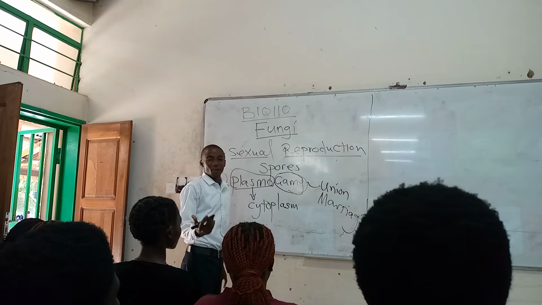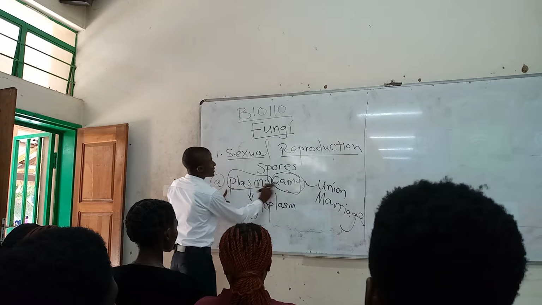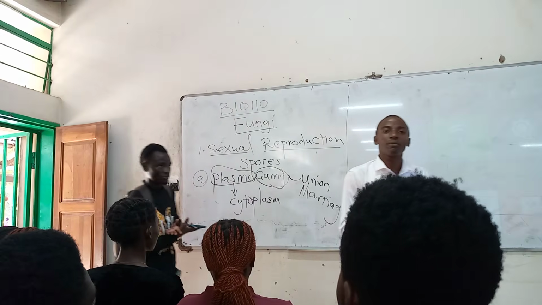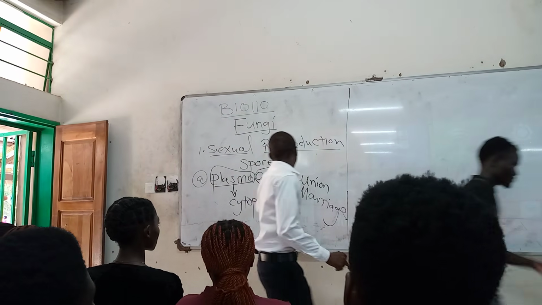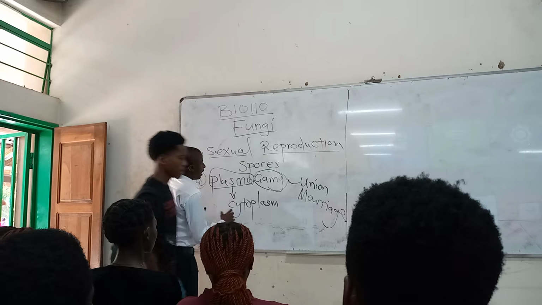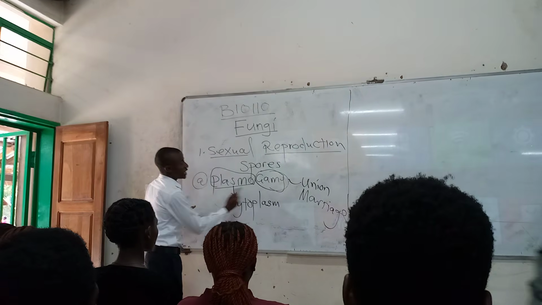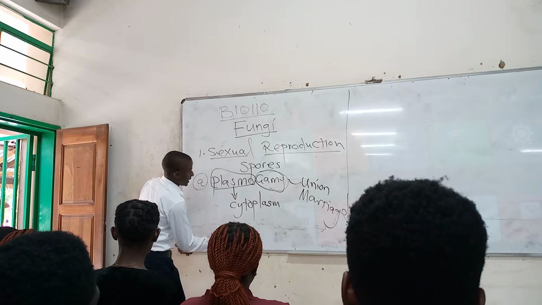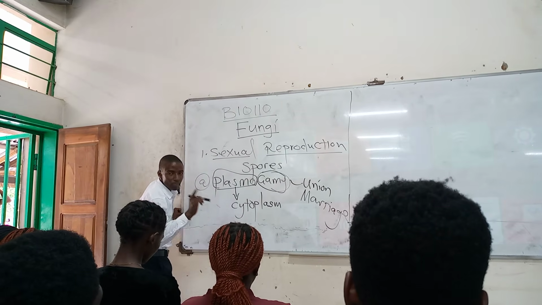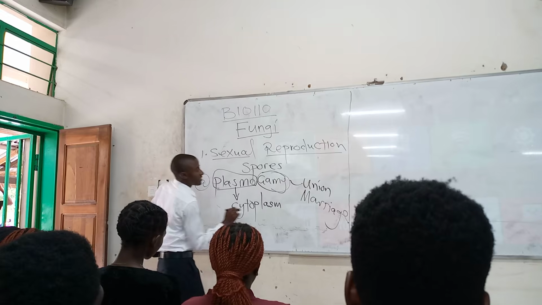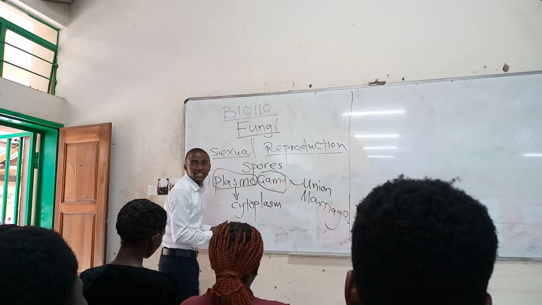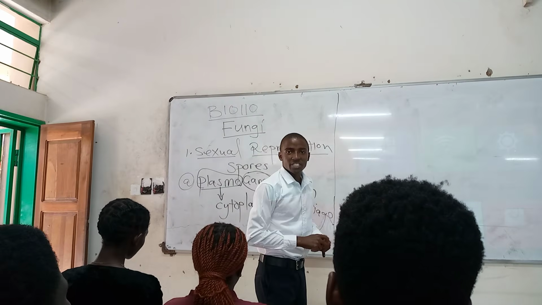Now, what does it mean? When I say plasmogamy, that is just the fusion of compatible gametes by the utilization of what? Cytoplasm. Or in simple language, you can say that it is just the union of cytoplasm to produce other organisms. Is it making sense?